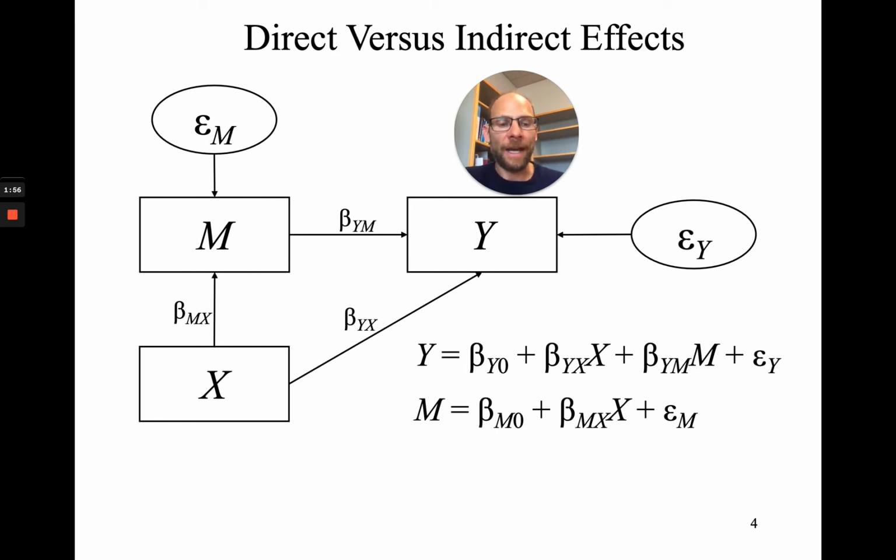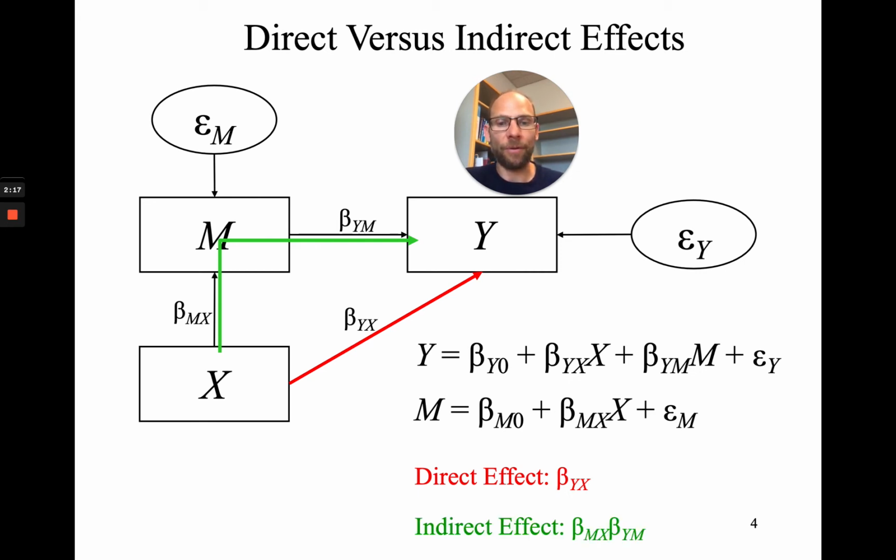Now, the direct effect of x on y in this model is given by the regression coefficient beta yx. We also have an indirect effect from x to y that is mediated by m, and this indirect effect is quantified mathematically in terms of the product beta mx times beta ym of those two regression coefficients that are en route, so to say, from x to y.